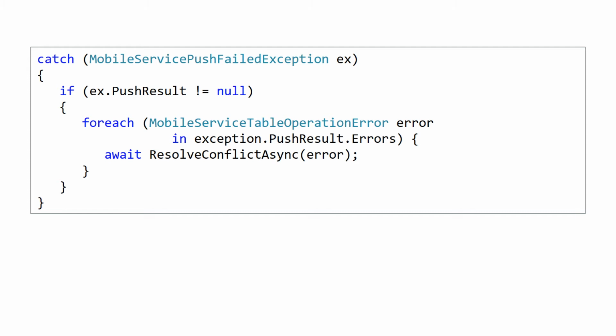Here's an example. We walk through each error and call a custom method to resolve each conflict based on the error. Notice that our custom method is async, and this is because the response to a conflict will often involve sending the server another update by merging the client and server record, or by simply replacing the server record with the client's version. This means, of course, a network round trip. So we tell the server what we want to do by calling a method on the mobile service table operation error.